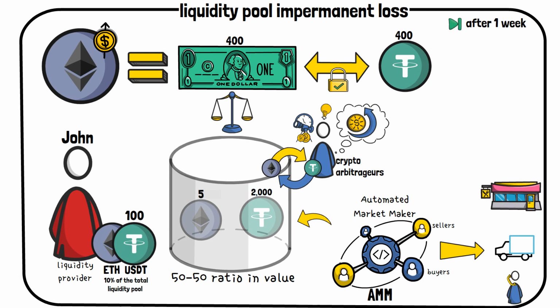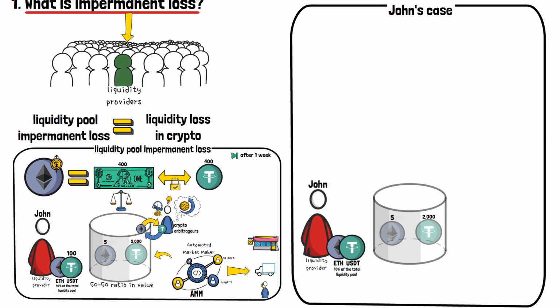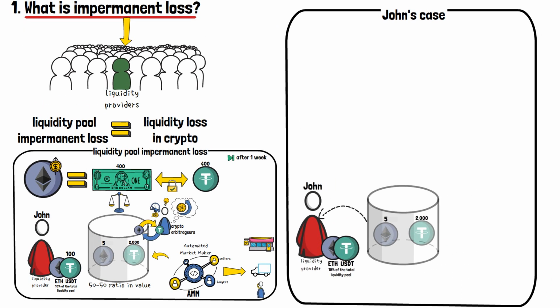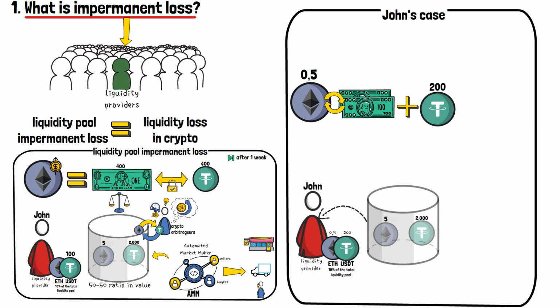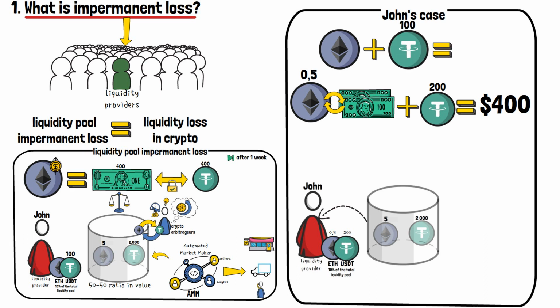Now, John wants to see if he incurred an impermanent loss or made a profit. He withdraws his 10% share from the pool, which now amounts to 0.5 ETH and 200 USDT. He sells the 0.5 ETH for $200 because 1 Ether is now worth $400 and adds it to the 200 USDT, making $400. However, if he had simply held on to his 1 ETH and 100 USDT, the total value would have been $500, with 1 ETH at $400.